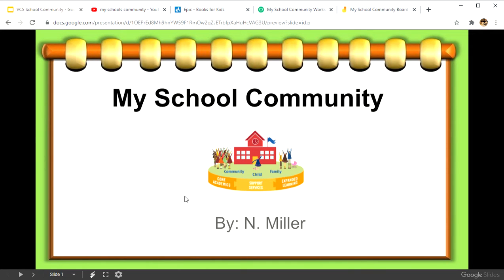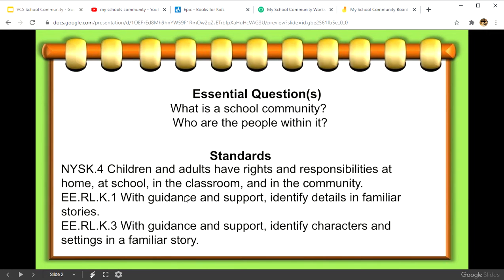My school community. Essential questions. What is a school community? Who are the people within it? The standards. New York State K-4 for social studies.